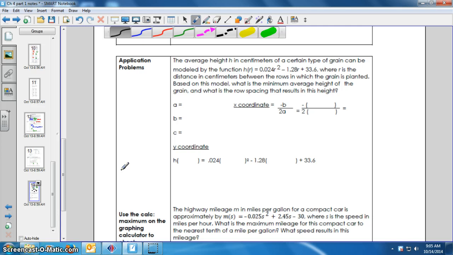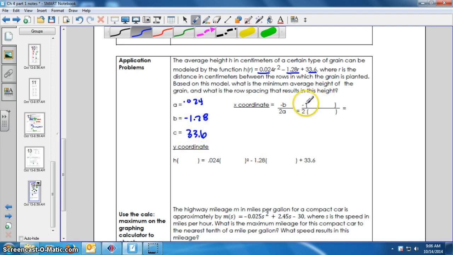All right, lastly, we are going to actually do some application of problems of how this works in the real world. So we are going to do the same thing that we did before, that negative b over 2a, and plugging it back in. So the only thing we need to do is identify a, b, and c. So we have 0.024 for a, we have a negative 1.28 for b, and we have a 33.6 for c.